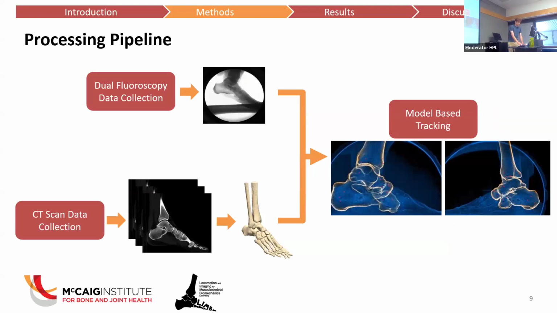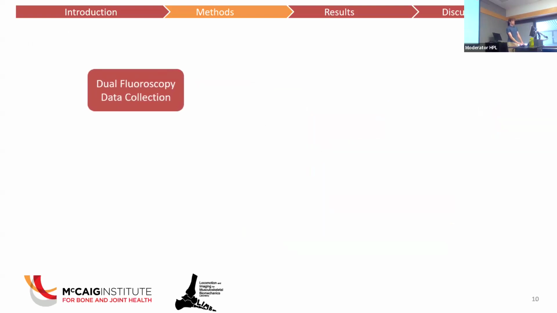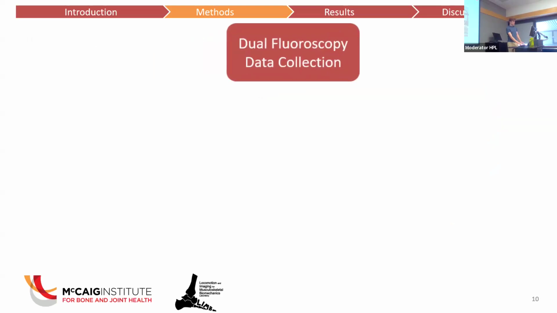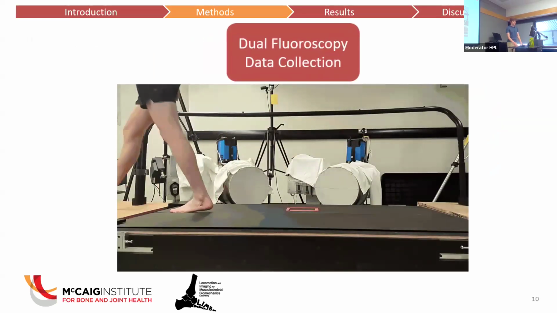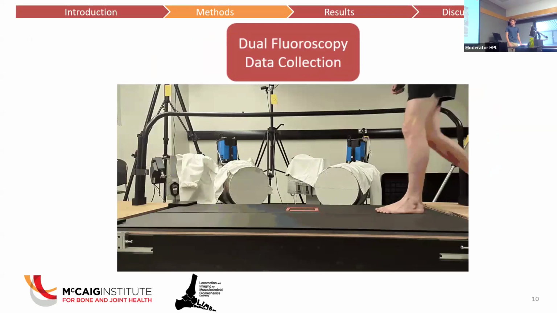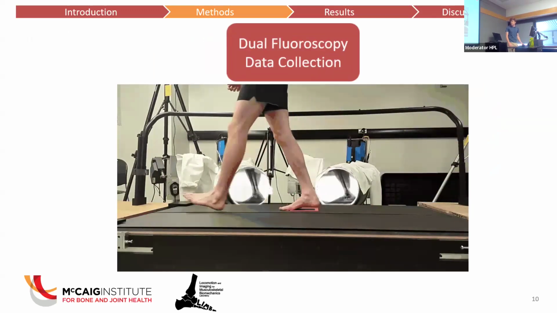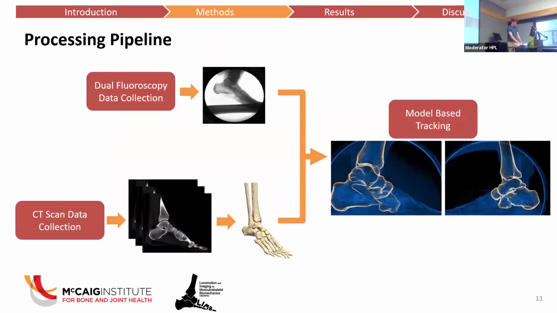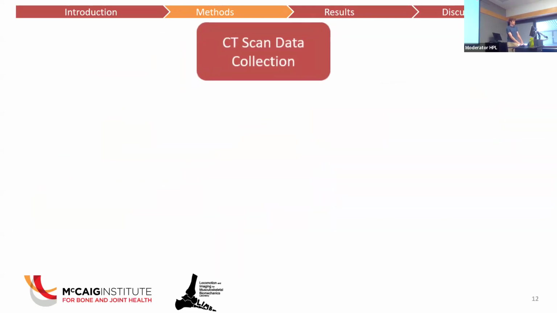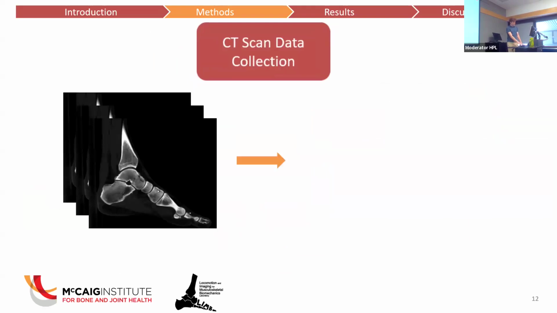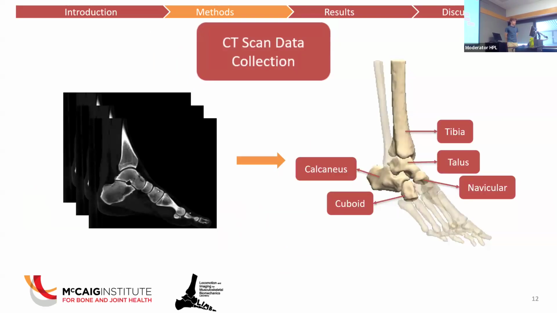So the DF processing pipeline has 2 prongs to it. First, we do a DF data collection where we capture overground walking. So we can see here the 2 X-rays and the bones in the field of view there. Then we also collect CT data simultaneously, where we get slices and we can segment out the 3-dimensional bone models. For the study, we segmented out the tibia, talus, calcaneus, cuboid, and talonavicular. So all the bones necessary to calculate all the joints that we want to talk about.